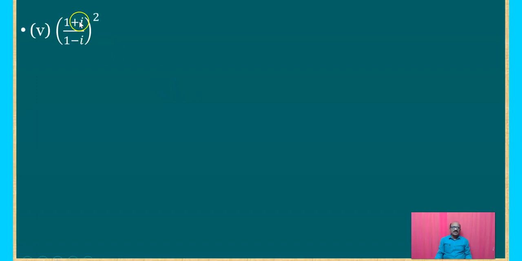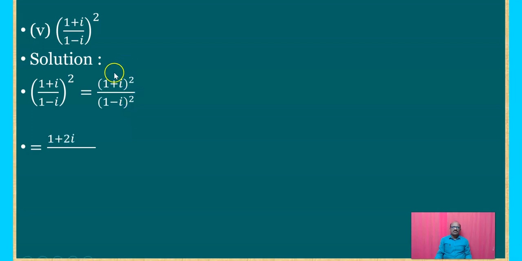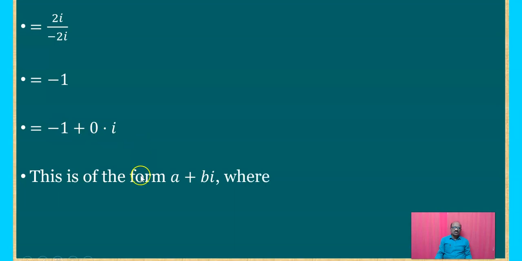((1 + i)/(1 − i))². Now their simplification first of all: (1 + i)² upon (1 − i)². Expand this: (1 + 2i + i²)/(1 − 2i + i²). I² is minus 1. And that's why you will get, overall, minus 1, and only the real part is there. Minus 1 can be written as −1 + 0i, and this is of the form a + bi, where a is equal to −1, b is 0.